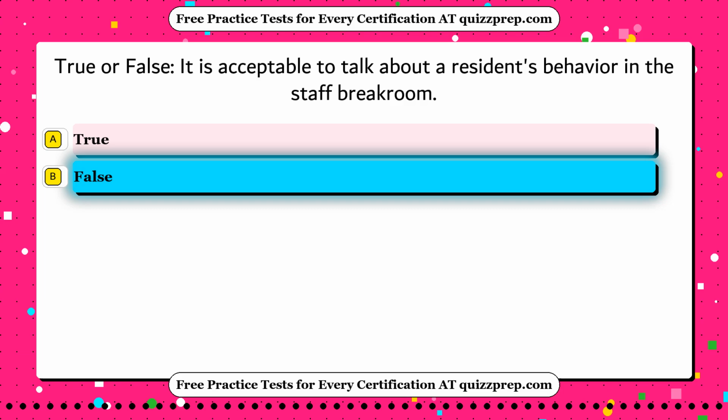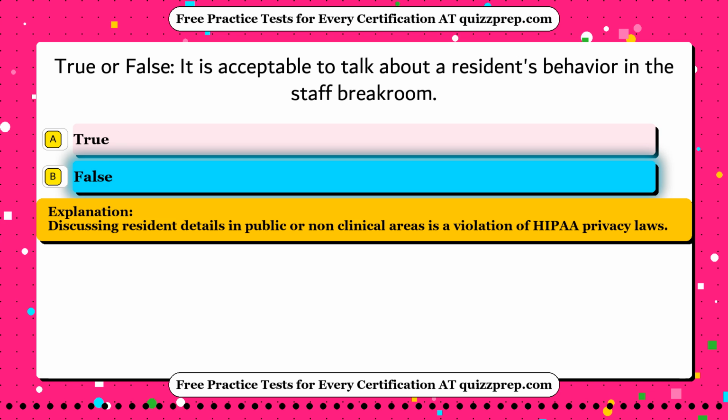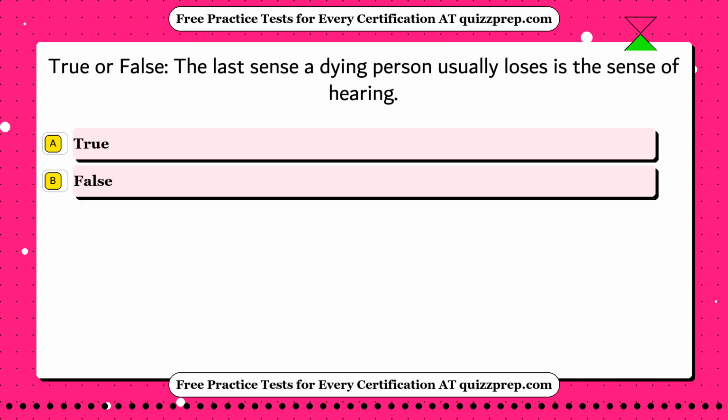The correct answer is option B, false. Discussing resident details in public or non-clinical areas is a violation of HIPAA privacy laws. Question 74. True or false, the last sense a dying person usually loses is the sense of hearing. Option A, true. Option B, false.